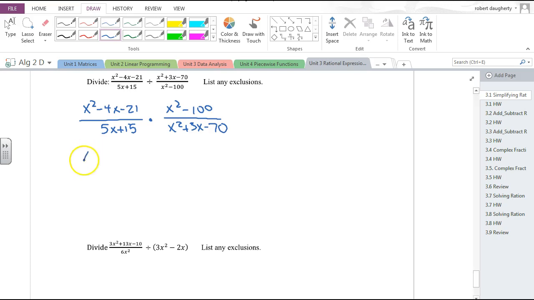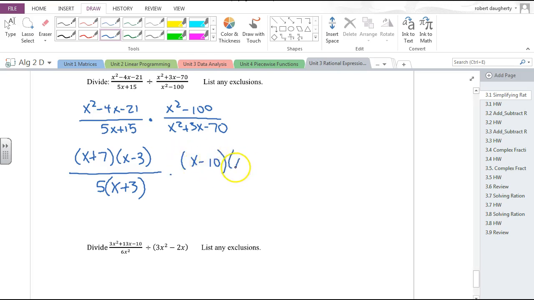So this is x plus 7, x minus 3. The denominator, how do I factor that denominator? 5 times what? Yeah, x plus 3. Okay, then I move on to the next fraction. What am I seeing in the numerator there? That's what method? Difference of squares. So what is that? X minus 10, x plus 10.